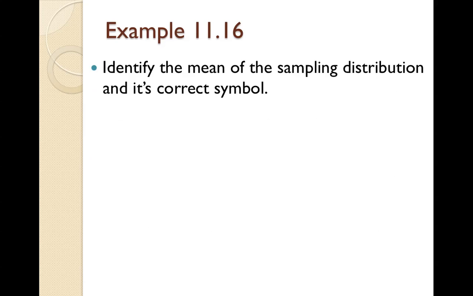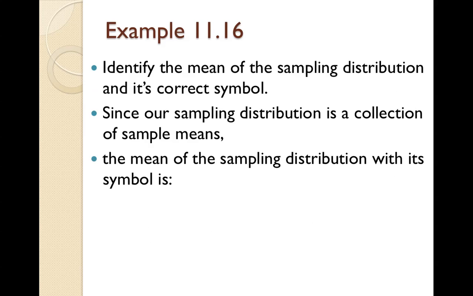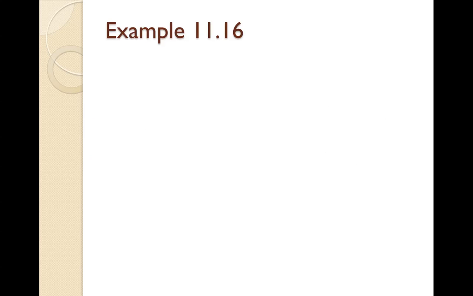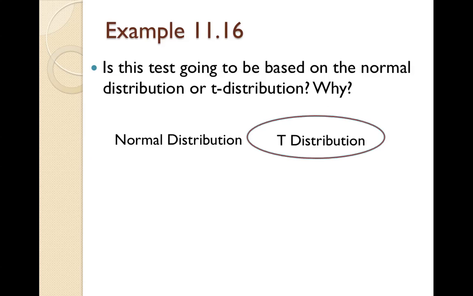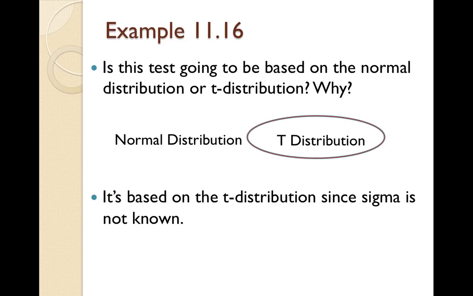The mean of the sampling distribution and its correct symbol. Like the last example, we have a collection of sample means, and the mean of all sample means is mu sub x bar. Its value is the same as the mean of the population, which is 35. Okay, so mu sub x bar equals 35. Normal or t, it's the t distribution because sigma is not known. Again, you don't have the population standard deviation. You can either state population standard deviation is not known or sigma is not known, whatever you prefer.